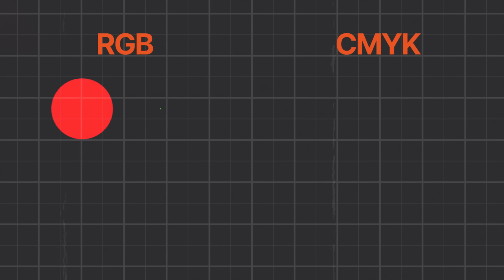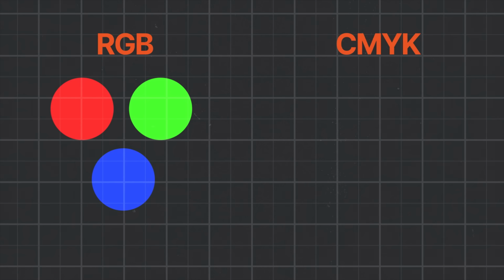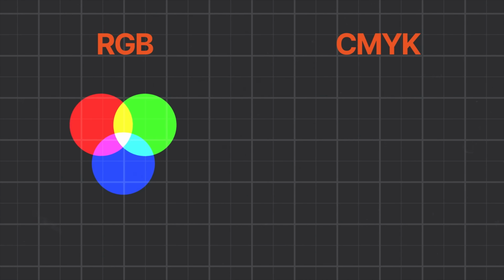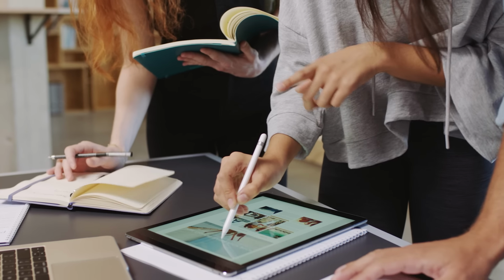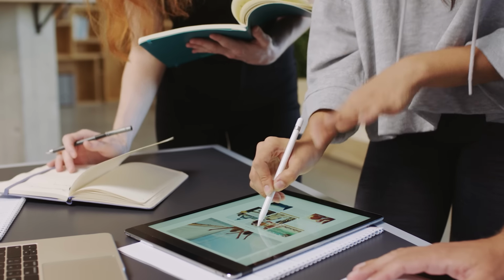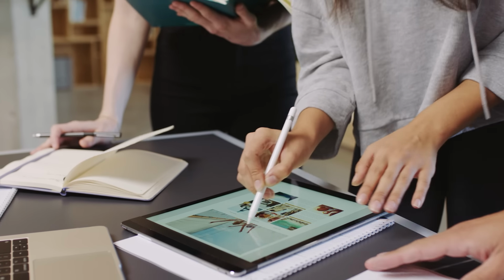So let's start with RGB. RGB stands for red, green, and blue. This is the color mode for digital output that needs light to show color. RGB uses the additive color method. That means that when all the colors are combined, we get white. So RGB is mainly used when your final design will be displayed on a screen, be it a phone or a computer screen or an advertisement screen.